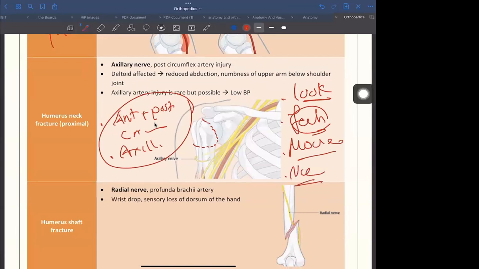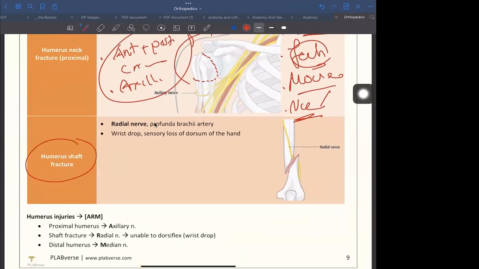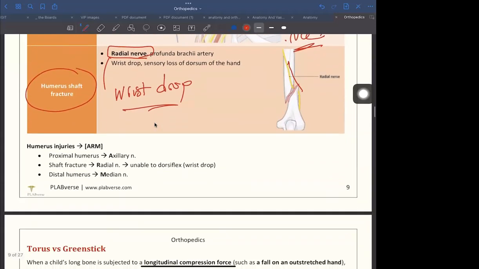A neurovascular bundle, you will assess for hematoma presence, because you have two important arteries in here, the anterior and posterior circumflex artery, and most importantly, the axillary nerve. If it is injured, there will be loss of sensation over your deltoid muscle and flattening of the deltoid muscle. For the humeral shaft, there is a risk of injury to the radial nerve, which passes in this area, and this is why you will look for the presence of wrist drop and loss of sensation in the first web space, in the anatomical snuffbox area.